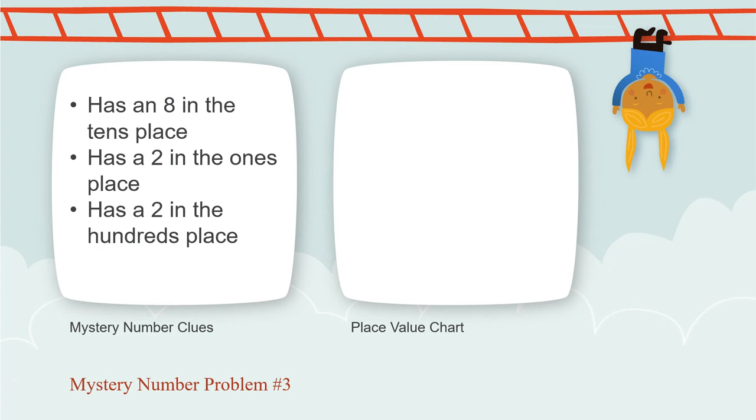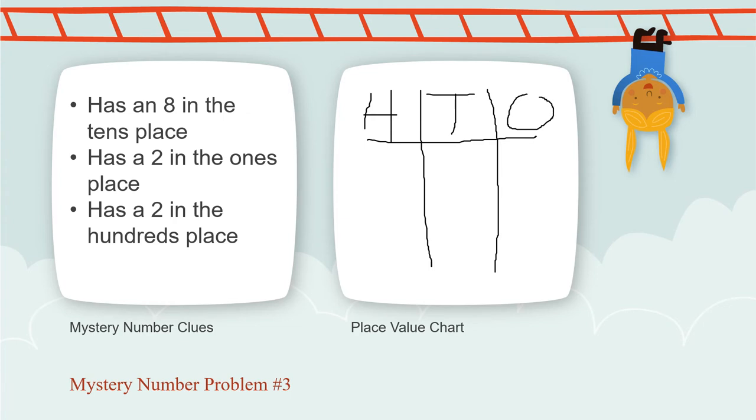First thing we need to do is draw our chart. Always start with 3 columns. And I'm going to draw my hundreds, my tens, and my ones. Let's look at our clues. Clue number 1 says it has an 8 in the tens place. So I'm going to write an 8 in my tens place. Our next clue says it has a 2 in the ones place. So I'm going to find my ones place and write the number 2. And our final clue says it has a 2 in the hundreds place. So I'm going to write another number 2 under our H for hundreds. So our mystery number for problem number 3 is 282.